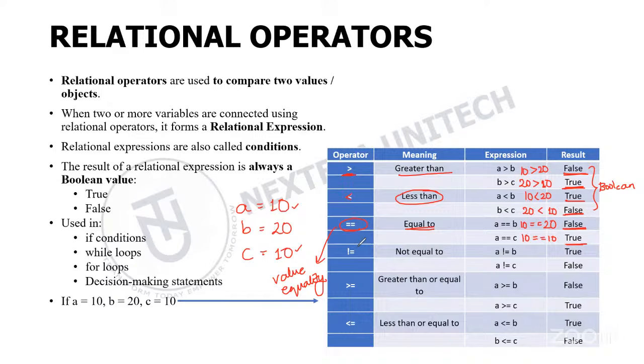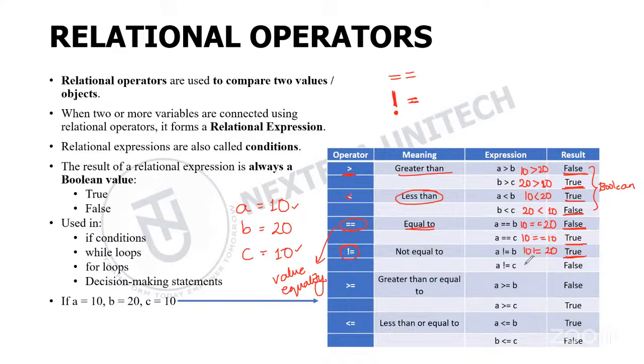And then we have the opposite of equal to, which is not equal to. You should be using this with an exclamation mark and equals to. If you want to compare equal values, you should be using double equals, and for not equal to, you should use an exclamation mark and equals to. So here we have a not equals b. 10 not equals 20. Obviously 10 is not equal to 20, right? They are different values. So that will be true.